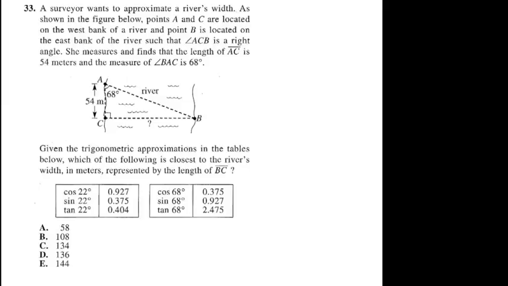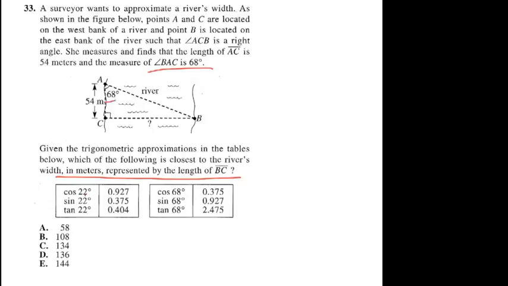A surveyor wants to approximate a river's width. As shown in the figure below, points A and C are located on the west bank of a river, and point B is located on the east bank of the river, such that ACB is a right angle. She measures and finds the length of AC as 54 meters, and the angle of BAC is 68 degrees. Given these approximations in the tables below, in this case they give us the 22 and the 68, which of the following is closest to the river's width as measured, as represented by the length BC?